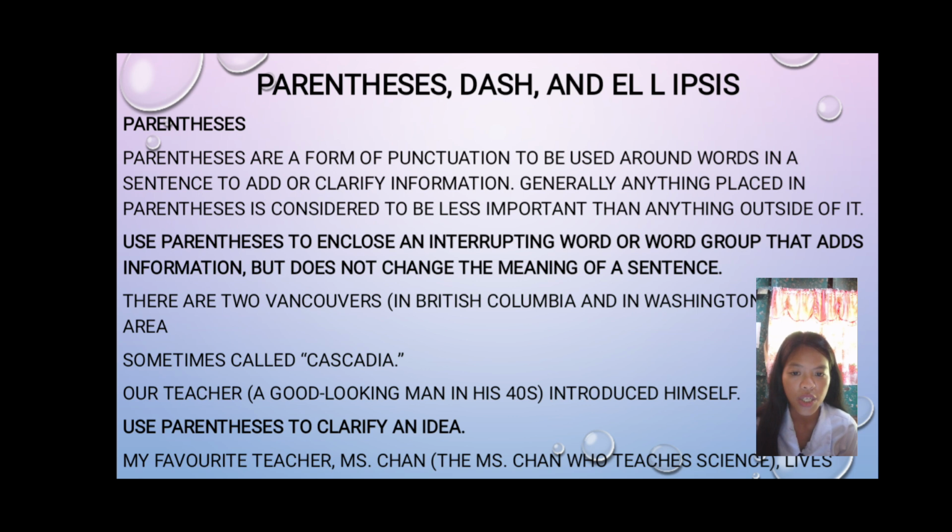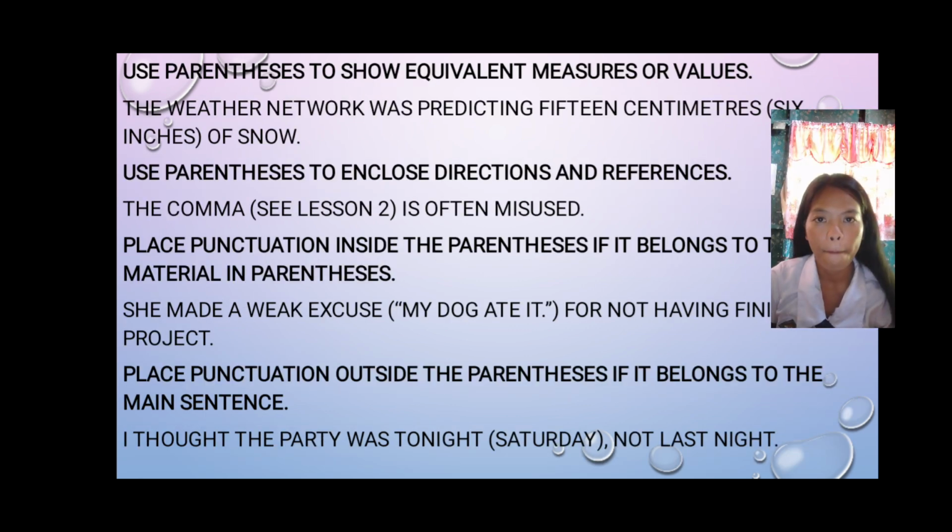Use parentheses to clarify an idea. My favorite teacher (Miss Chan) - the Miss Chan who teaches science - lives down the street from us. Use parentheses to show equivalent measures or values. The Weather Network was predicting 15 centimeters (6 inches) of snow. Use parentheses to enclose directions and references. The comma (see Lesson 2) is often misused.